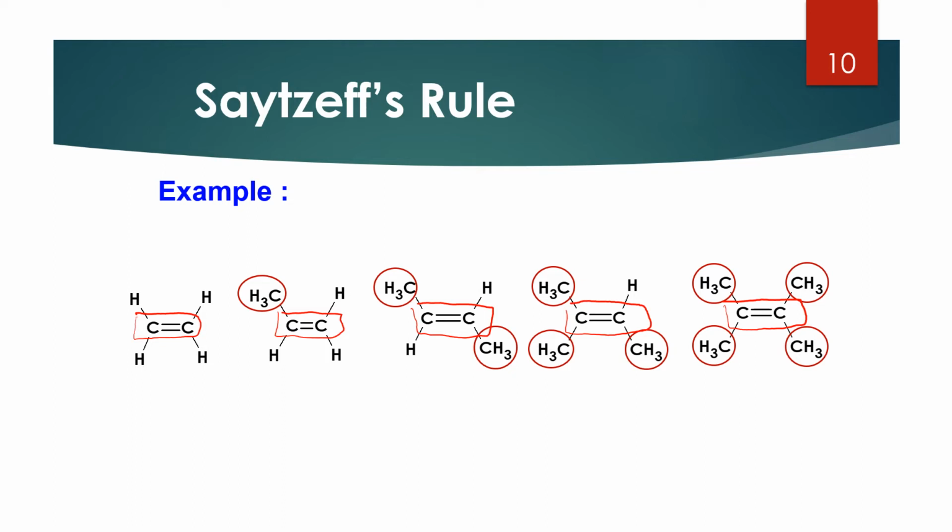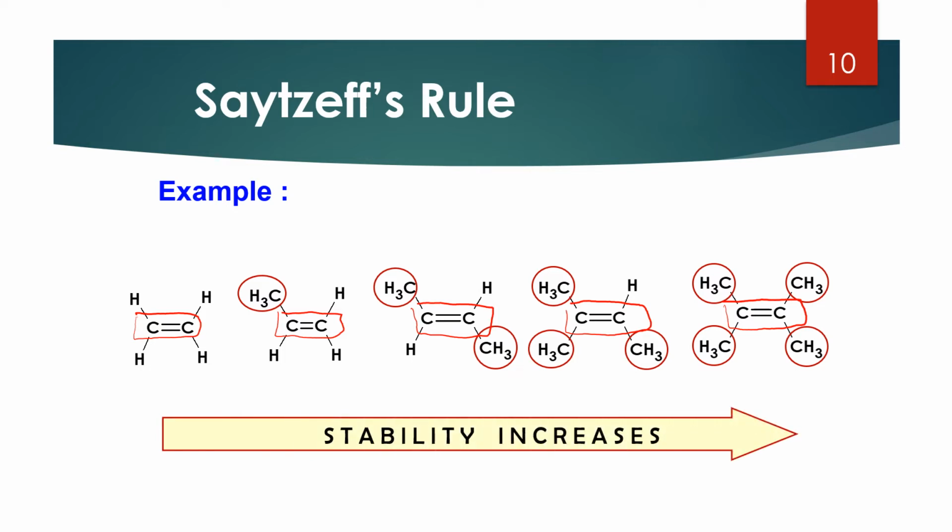The more alkyl groups that are attached to the carbon-carbon double bond in alkenes, the higher the stability of the alkene. Thus, all these structures are arranged in increasing order of stability due to the increasing number of alkyl groups attached to the carbon-carbon double bond.